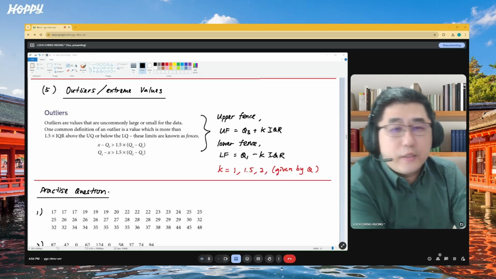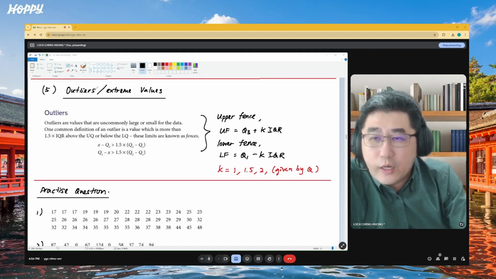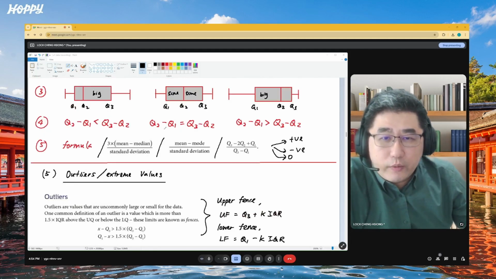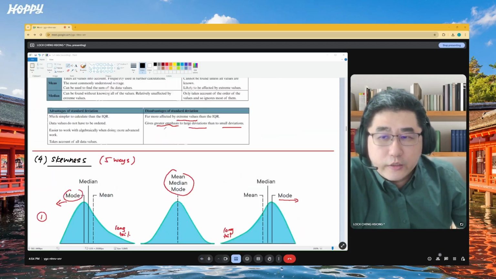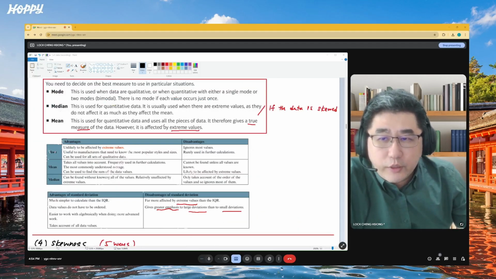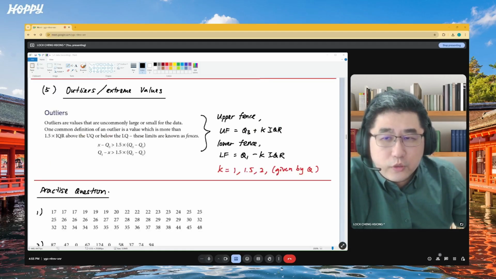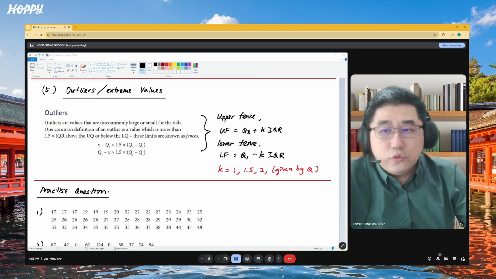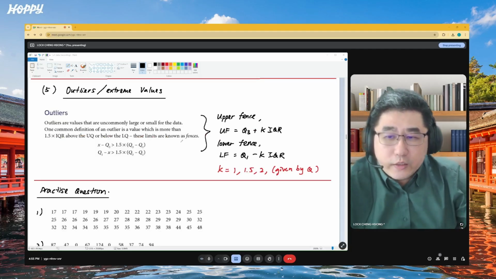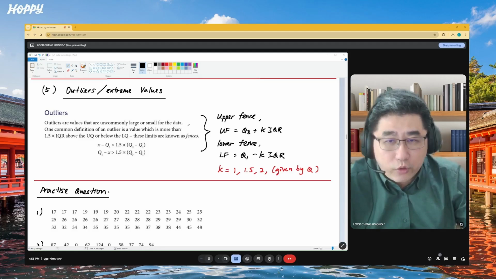The next part that we're going to deal with is the outliers and extreme values. Just like what we had earlier, it keeps mentioning extreme values, isn't it? If there are no extreme values, we can use the mean. When there are extreme values, we need to use the median. So it's important for us to identify whether the data has extreme values or not.